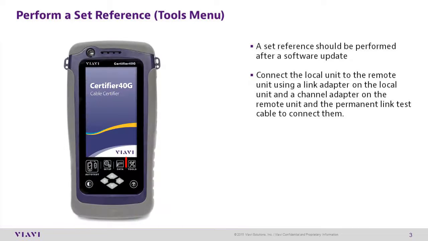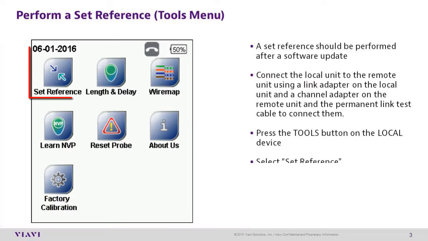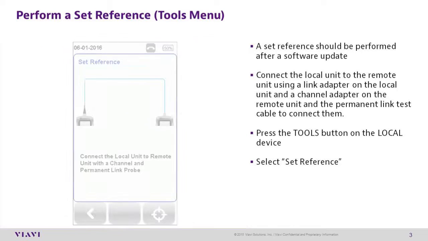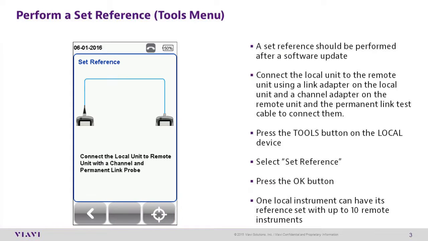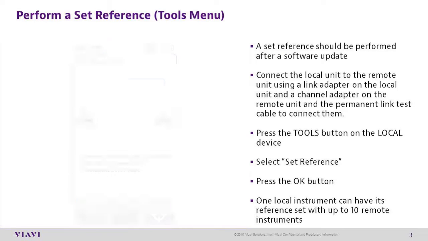Press the Tools hard key on the local device. Select Set Reference. Press the crosshairs icon in order to start the test. One local instrument can be used to set a reference on up to 10 remote units.